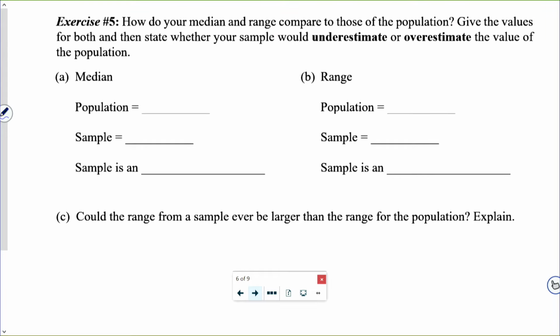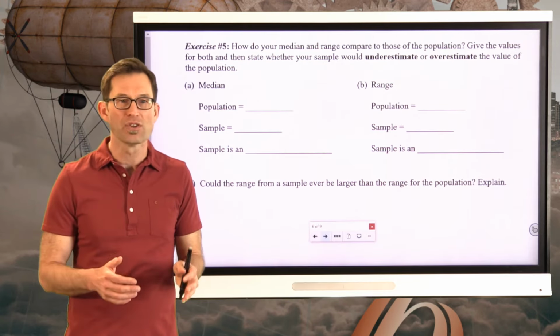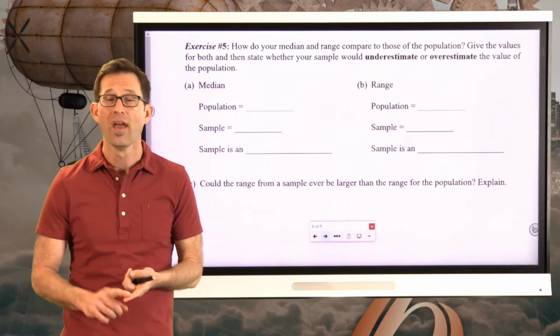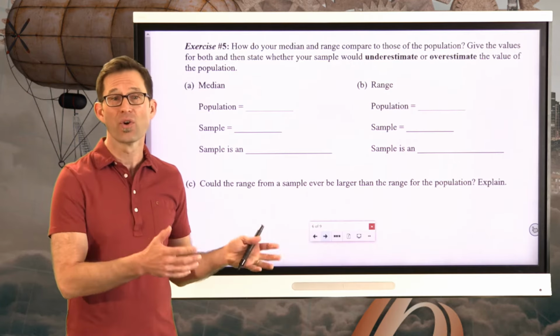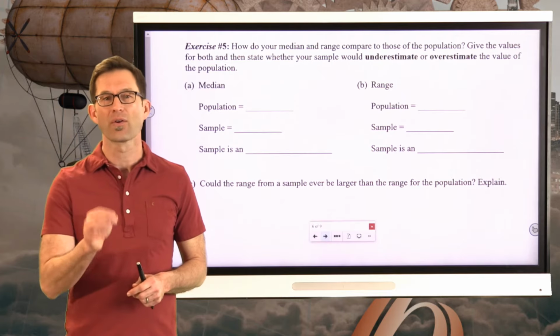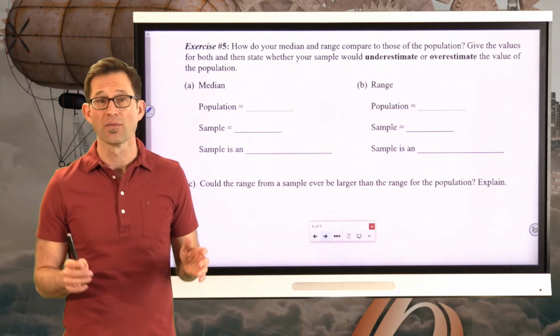How do your median and range compare to those of the population? Give the values for both, and then state whether your sample would underestimate or overestimate the value of the population. So again, almost never can I actually figure out the population statistics. It's almost never the case that I can actually get the population median and the population range. Here, I told you them up front. Actually, I told you what the median was, and then we calculated the range. So we can actually compare them to our samples themselves. That's what I want you to do.